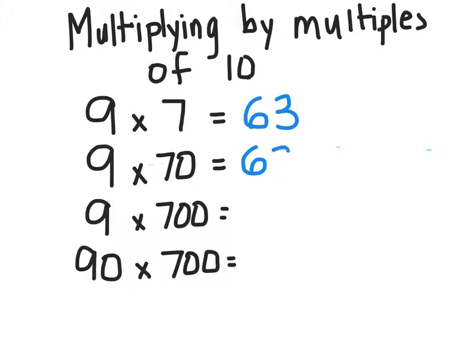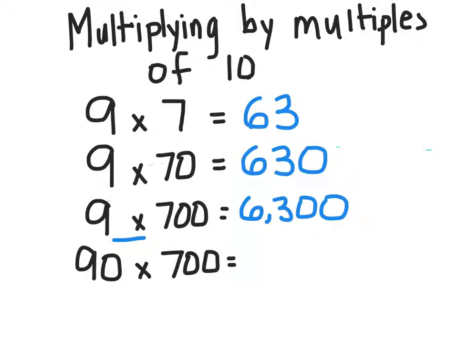All right, so we've got 63, and then 630, and then 6,300. And then remember, when we get down here, it is the same problem as the one above it. It is going to give us 6,300, but we multiplied our 6,300 times 10 because our 9 is no longer 9, it's a 90. So when we multiply anything times 10, it gets the extra 0 at the end.